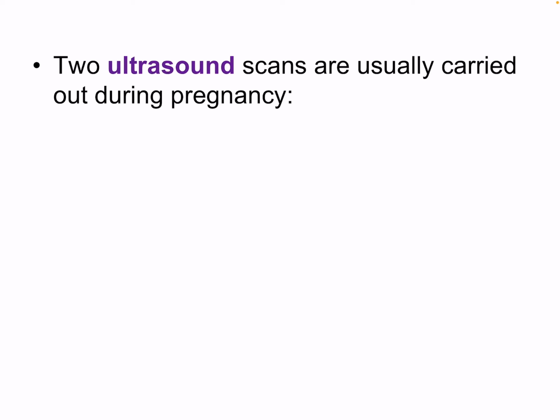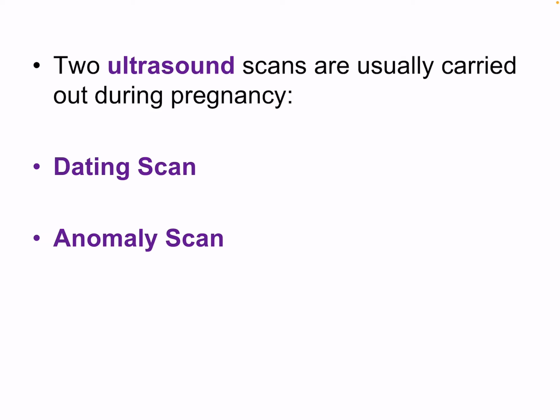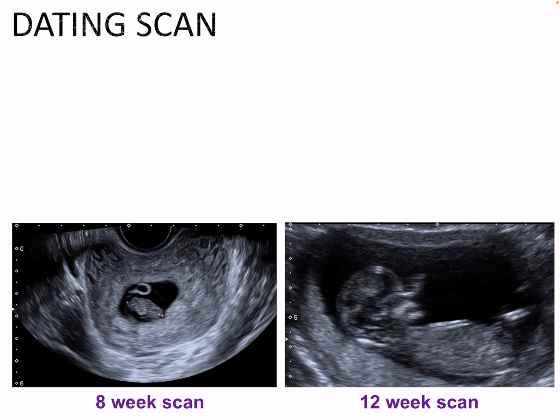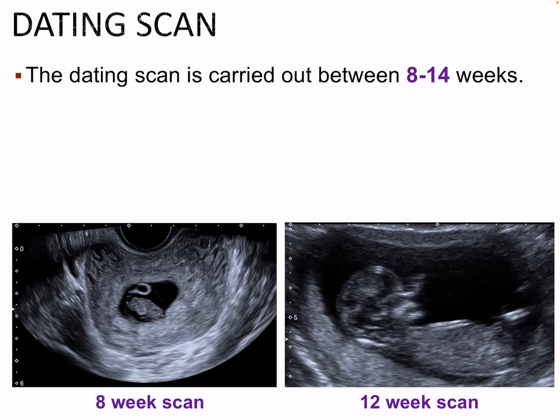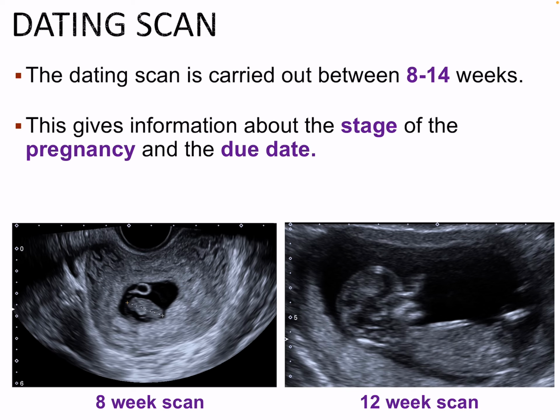So during pregnancy, a pregnant mother will be offered two opportunities to go for an ultrasound scan. The first one is called the dating scan, and the second one is called the anomaly scan. So the dating scan is usually carried out between 8 and 14 weeks, although normally it's carried out around 12 weeks. You can see from the pictures that there is a big difference in what can be seen between an 8-week scan and a 12-week scan. The purpose of the dating scan is to give information about the stage of the pregnancy and the due date.